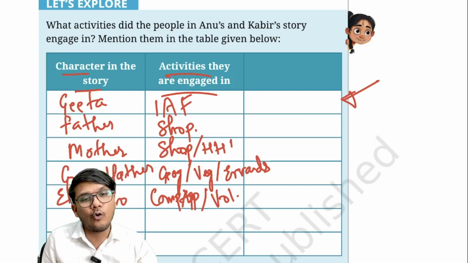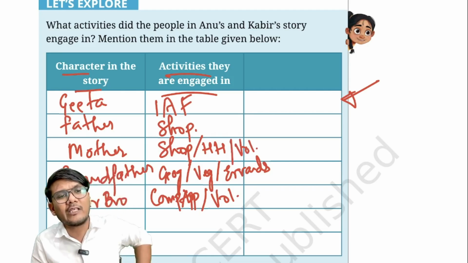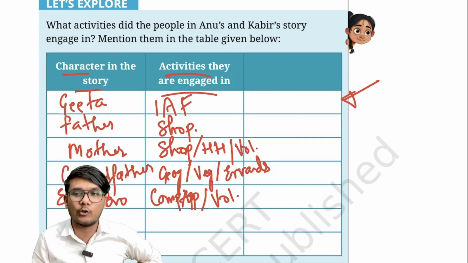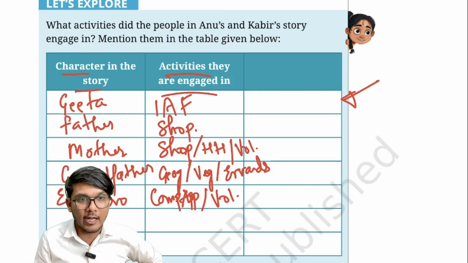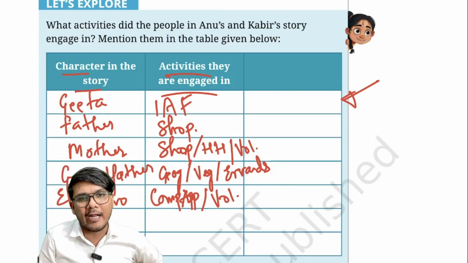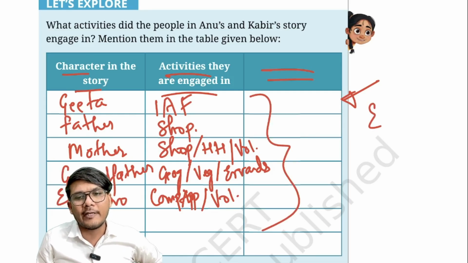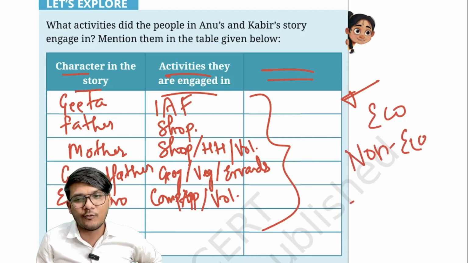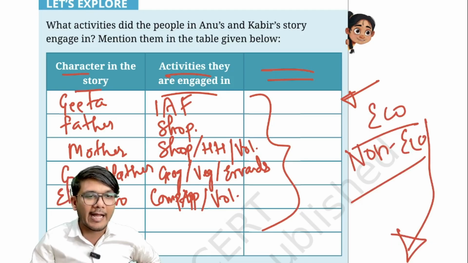Whereas mother of Anu also does certain voluntary services. So these are the activities that they are doing. This is how you should also do in order to understand. And remember, they have kept this blank because later on they will ask us which of the following are economic activities and which of the following are non-economic activities. So that is what is in store for us going ahead.